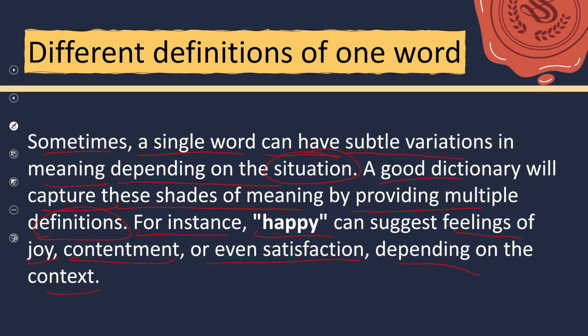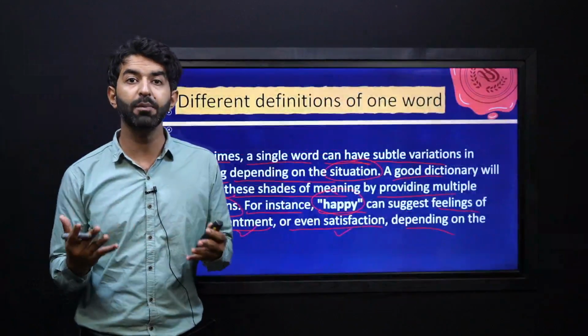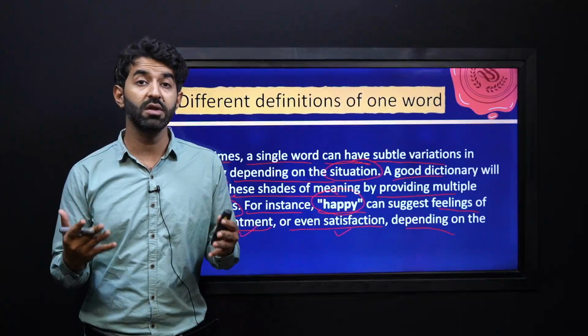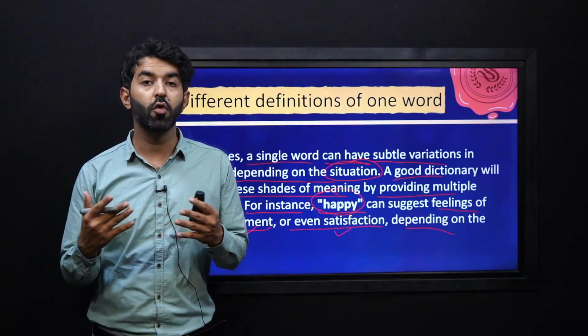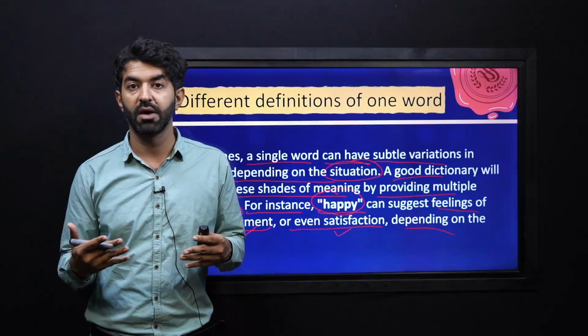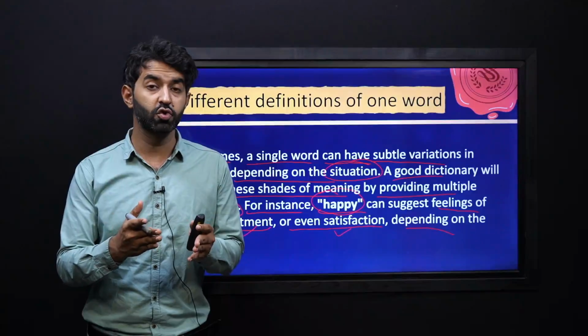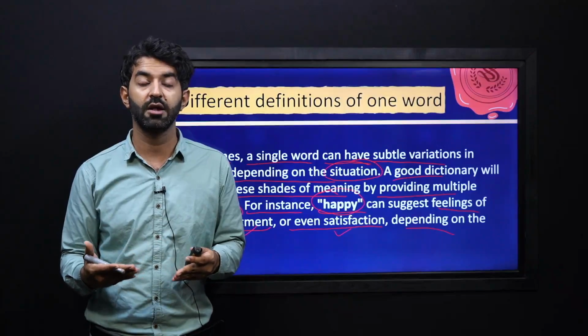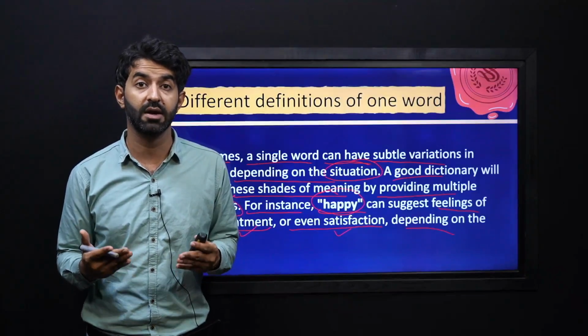depending on the context. So if you're looking for the word happy, now you have some options, some multiple definitions like joy, contentment, or even when you are showing satisfaction, you say I'm happy with it. So you can see three different meanings, three different definitions of that word. If you want to say something like I'm feeling happy today, you have to choose the correct definition of happy in order to express yourself in a better and correct way.